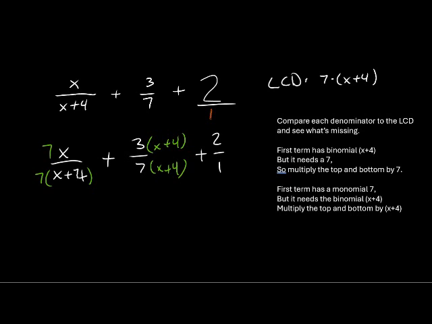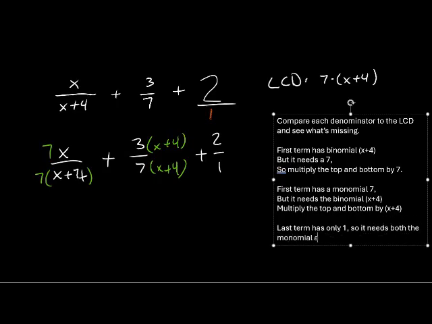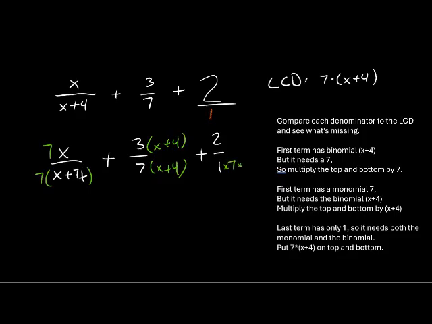That third term doesn't have the monomial 7, and it also does not have the binomial x plus 4. Therefore, it will need both terms. We will put 7 times x plus 4 on the top and the bottom. So we'll multiply 1 times 7 times x plus 4 and do the same on top. Now that we have our least common denominator on all three terms, we can begin simplifying.